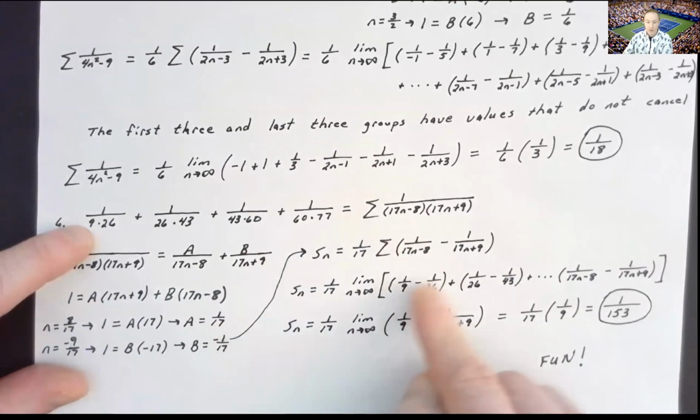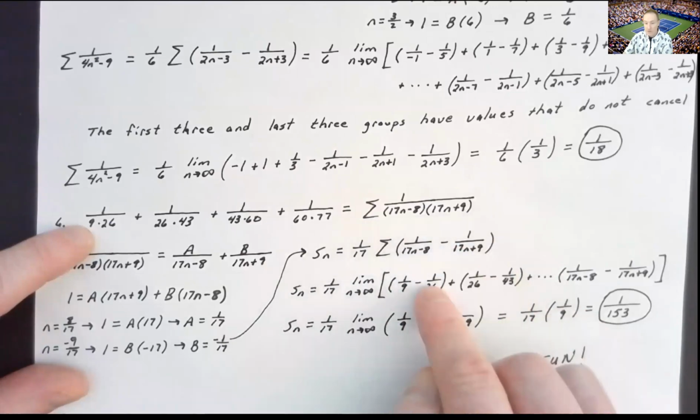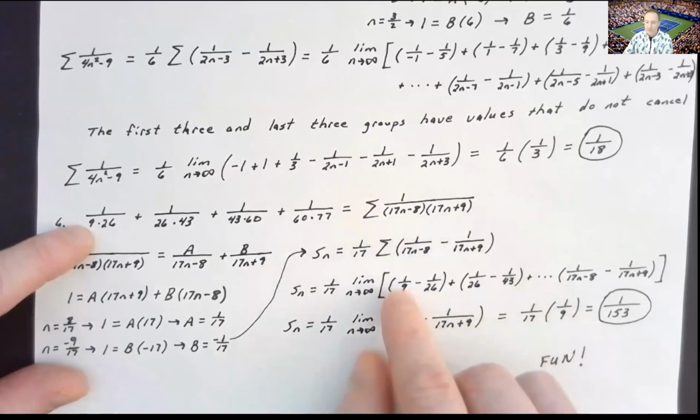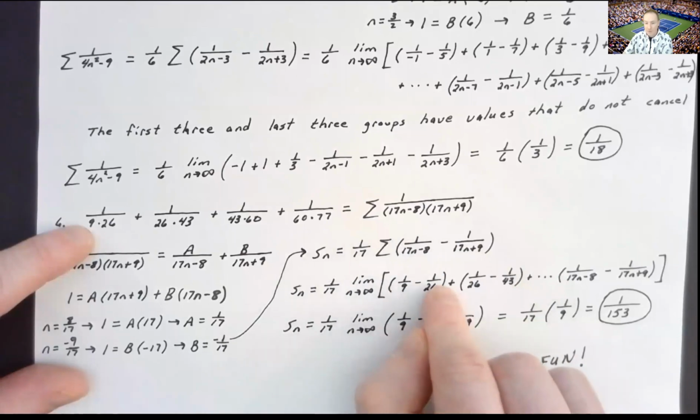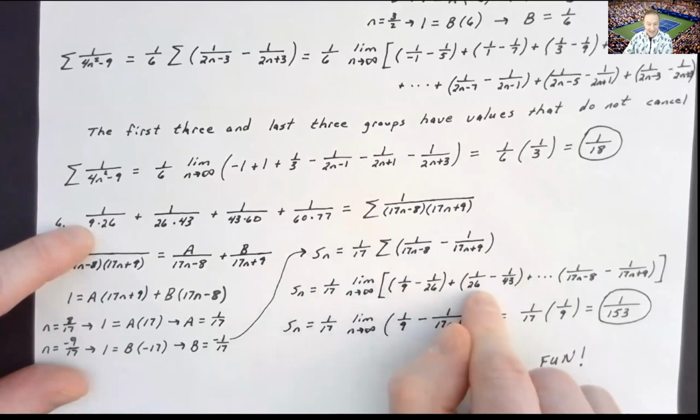You say, well, when you plug in your first term, you'll have 1 over 17 minus 8, which is 1 over 9, minus 1 over 17 plus 9, which is 1 over 26. So my first term is going to be 1/9 minus 1/26. It's extremely important not to try to simplify that. You'll lose the pattern. You need to keep it first part of the first term, second part of the first term.